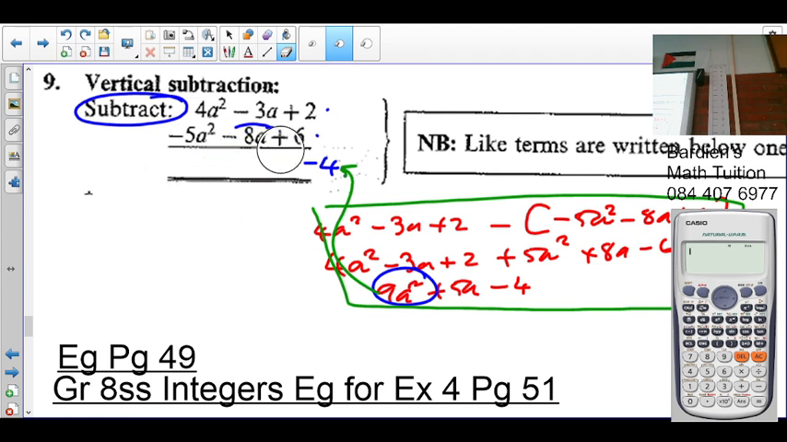Or what you can do is, you can say, okay, since I'm subtracting, what do we know? We must change the signs on the line. That's just another way of looking at the same thing. If we change the signs on the line, what's negative becomes positive, negative becomes positive, positive becomes negative. So it's 4a squared plus 5a squared, 9a squared. Minus 3a plus 8a, positive 5a. 2 minus 6, negative 4. Three different ways that you can look at the same thing. You guys understand? Okay.